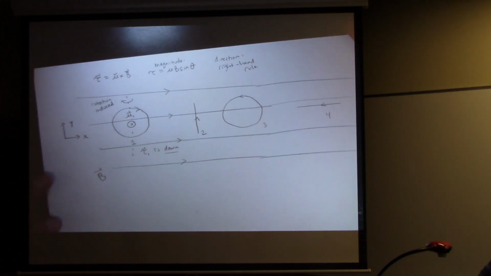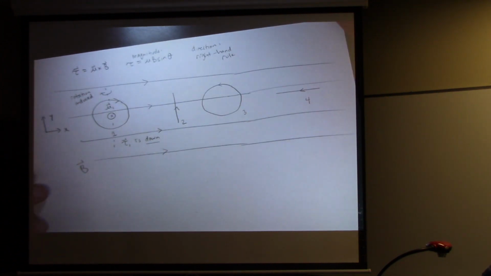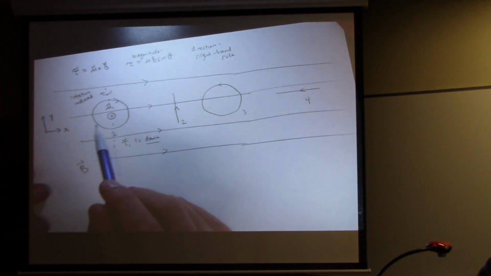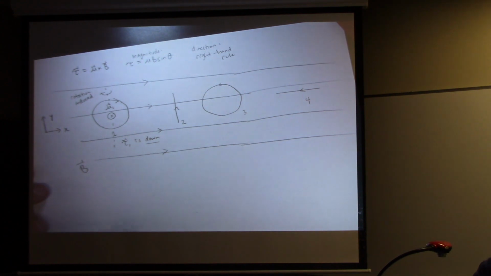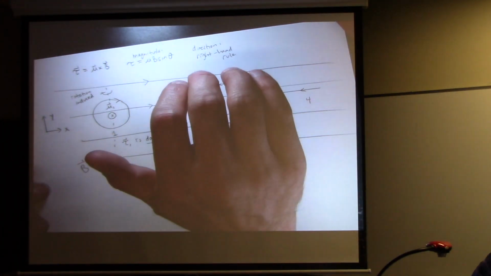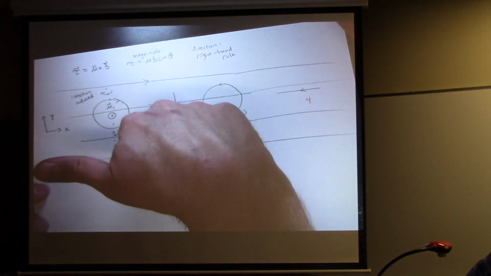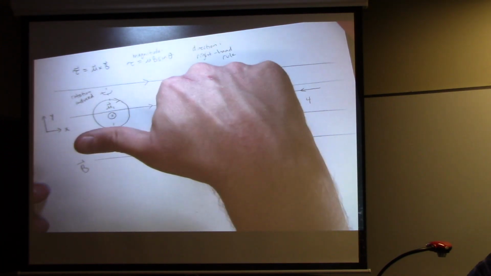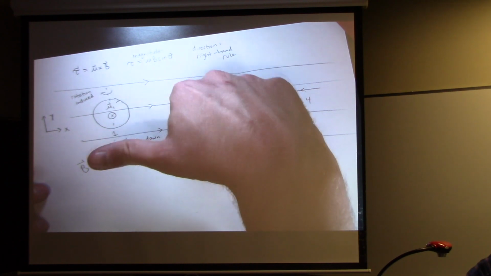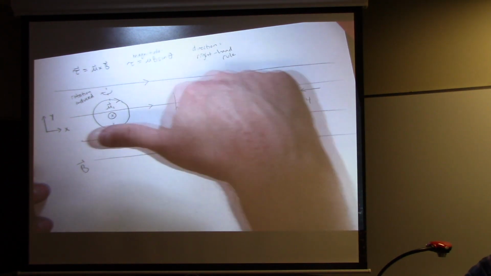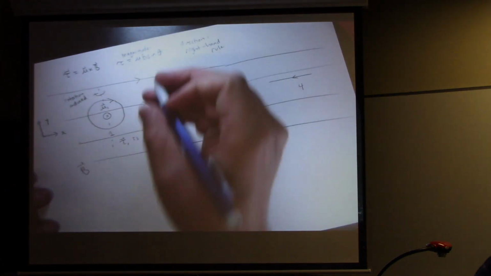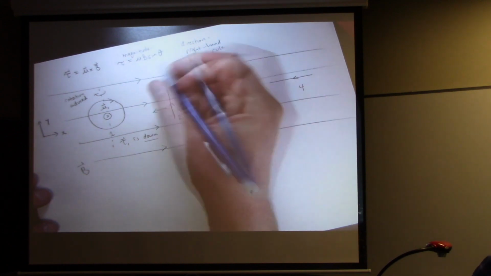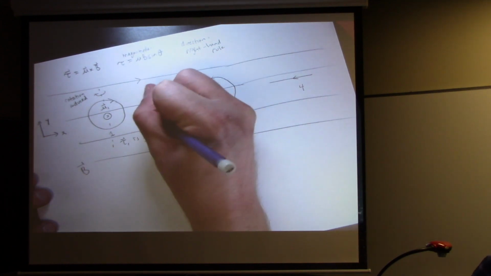Okay, let's do number 2. So again, the first thing is we got to get a handle on the mu vector for loop number 2. And so the way you want to think about this one is, again, we're looking at the current loop edge on. So my mu vector is going to be found by taking my right hand, curling it this way in the direction of the current, and now my thumb is pointing in the direction of my mu vector for loop number 2.